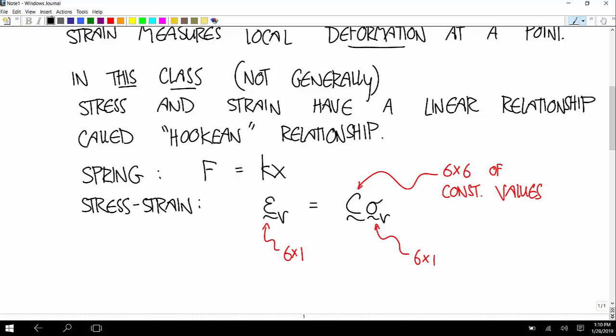All right, so this relationship doesn't hold for every kind of material, it doesn't hold for rubber or whatever. This relationship doesn't hold for stress strain for everything, but it will for everything we talk about in this class.